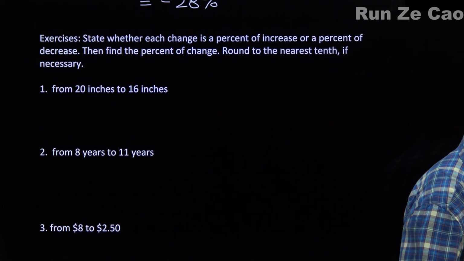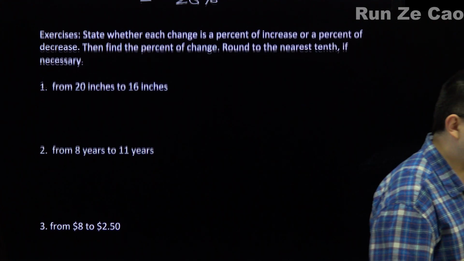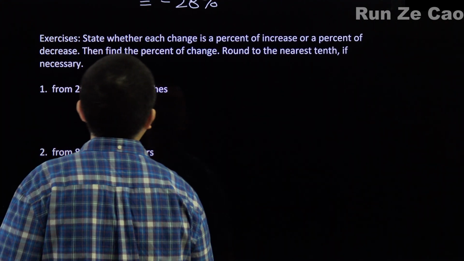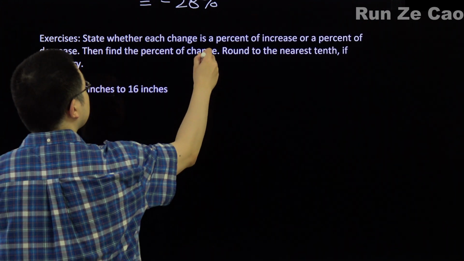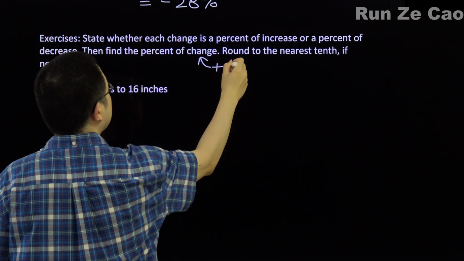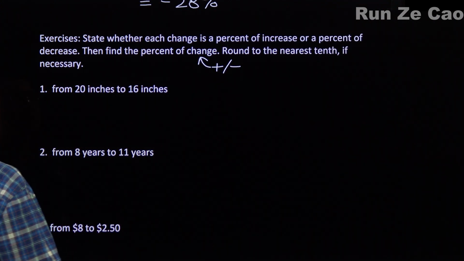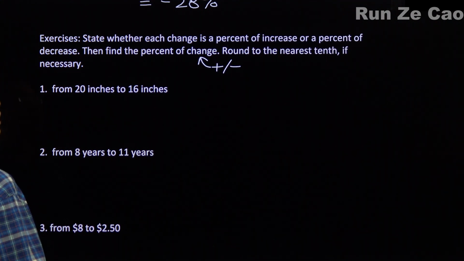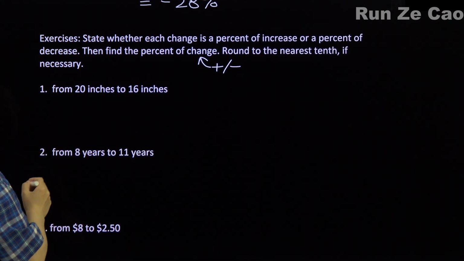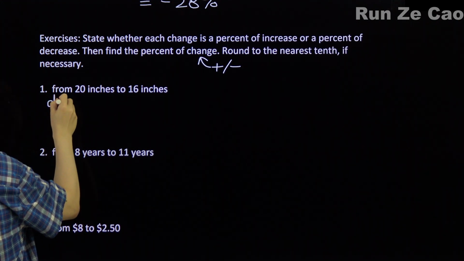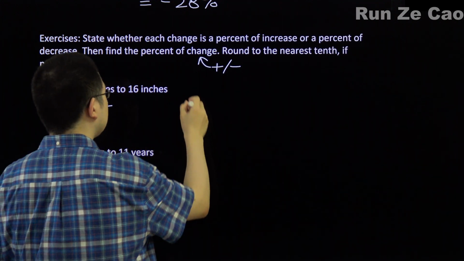Now, exercises. State whether each change is a percent of increase or a percent of decrease. Then find the percent of change. So percent of change means that you have plus or minus symbols associated. Percent of increase or decrease have no such symbols associated. Round to the nearest tenth if necessary. 20 inches to 16 inches, that's a decrease. Specifically, it's how much of a decrease?